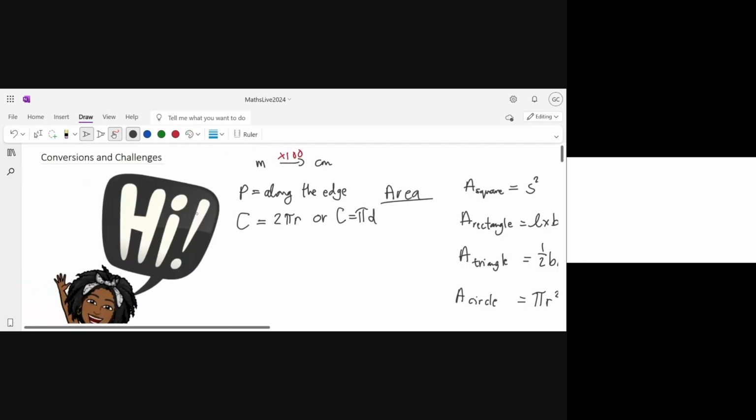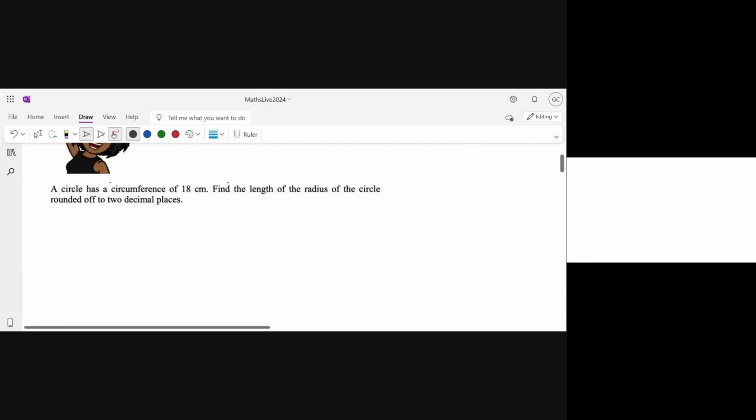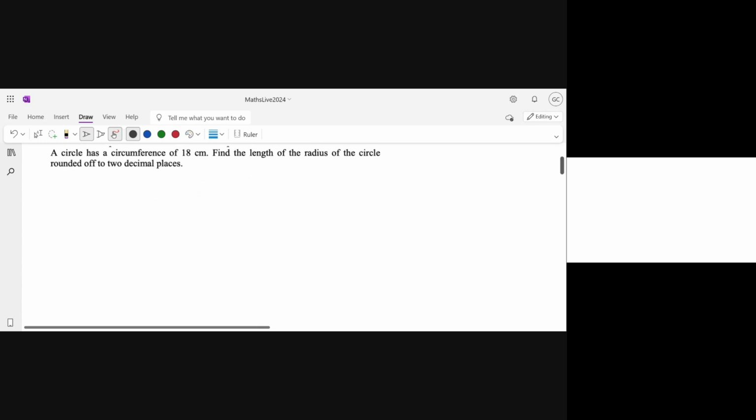Here's your first question. It says here, a circle has a circumference of 18 centimeters. Find the length of the radius of the circle rounded off to 2 decimal places. Thumbs up. How many of us can answer this question on our own? Thumbs down. How many of us need help?